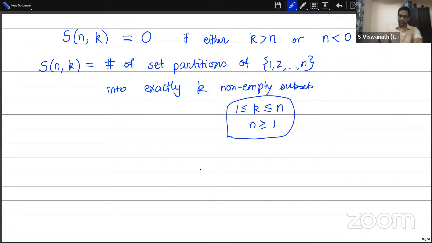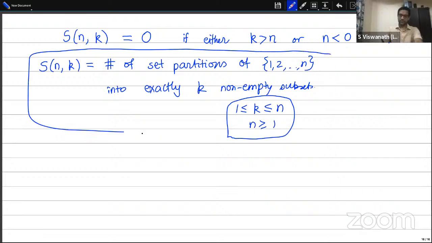The one thing that I have not defined is what happens if n equals 0. So if n equals 0, I have a set with 0 elements, that is the empty set, and I want to partition the empty set into some number of subsets. It's a vacuous thing there again. So for 0, let's just make a definition. This is just one additional convention, if you wish.